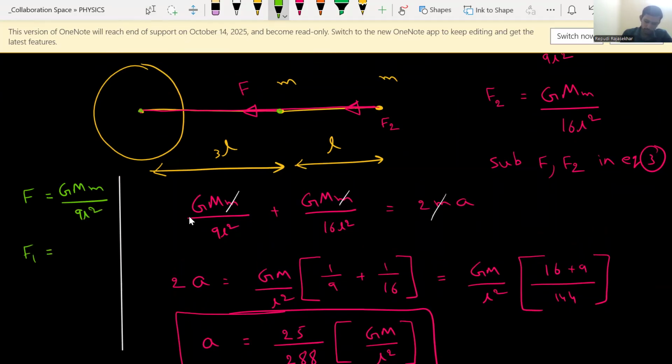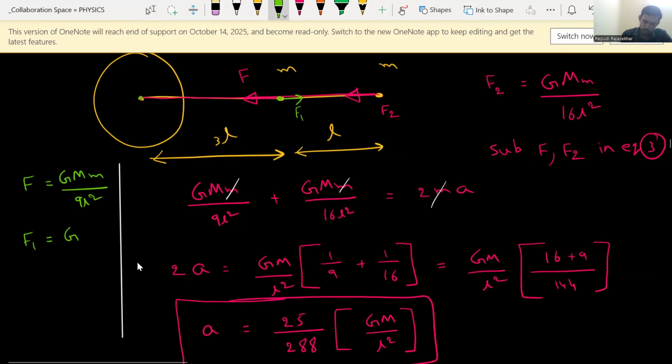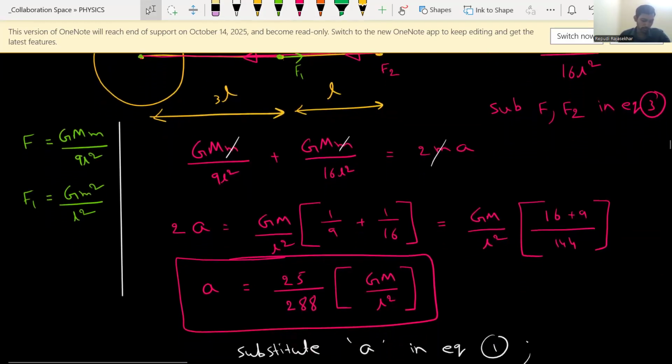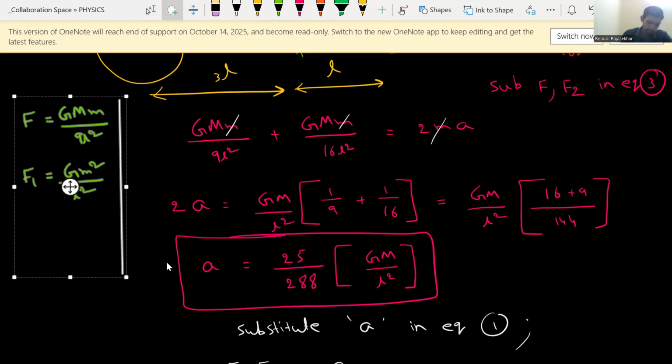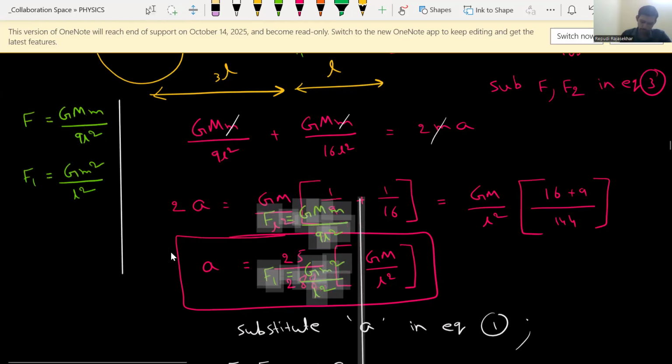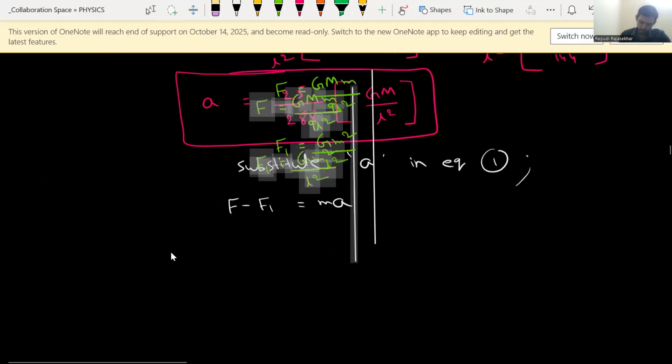And F1 we want. What is F1? F1 is the force acting between small particles, right? So F1 equals to G into small m, that is small m square, divided by distance between small particles L, so this is L square. So whatever F value, F1 value we got, will substitute. F means G m into capital M. We will shift this one only downward directly so that we can relate easily. Come on, everything. Come down.